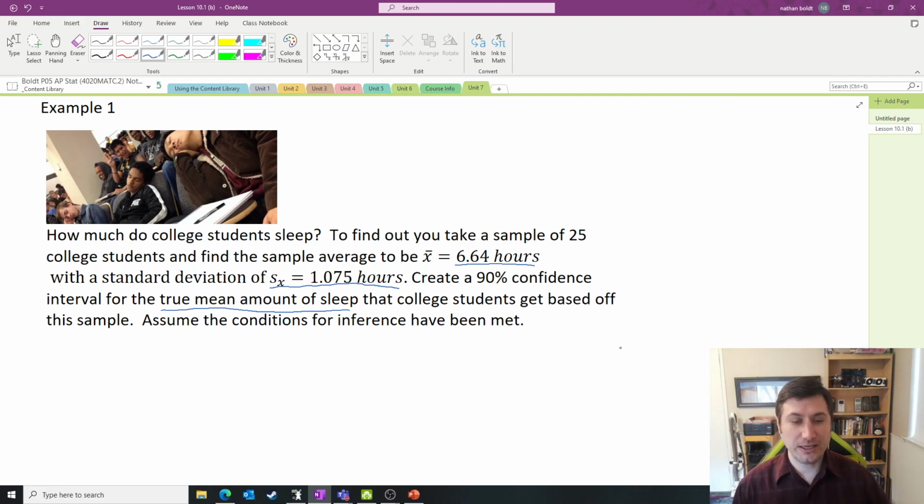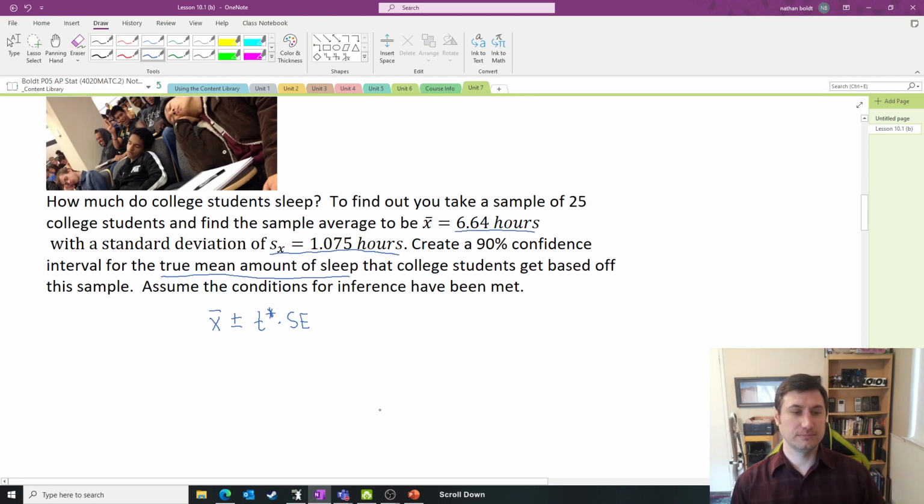So we're going to focus on just the calculations and not the 4-step procedure. But don't worry, the 4-step procedure is still there: state, plan, do, conclude. Got all those 4? We'll get there. But let's first just focus on the calculations. So our general form here will be x bar plus or minus t star times the standard error. So our average is 6.64.